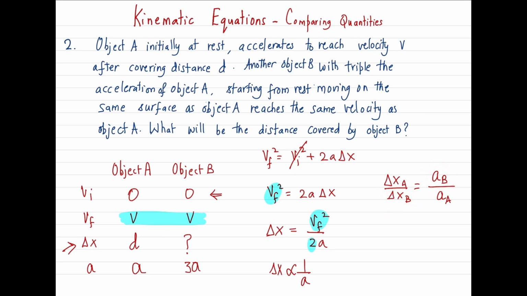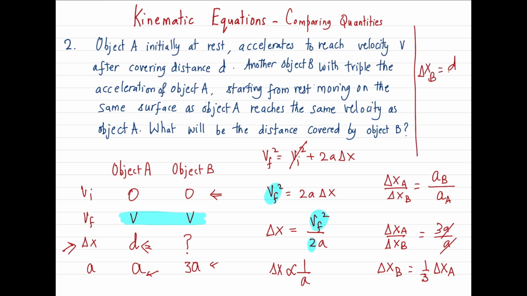Now we already know some information about AA and AB, so we can write that down. AB is 3A, so we'll write 3A here, and AA is A, so we can write A here, and they get cancelled out. So I can see delta XB will be 1 over 3 delta XA. I'm just rearranging this equation and I can get the relation between the two. Okay, so delta XA is represented by D. So we can write here, on the top, delta XB will be D over 3.